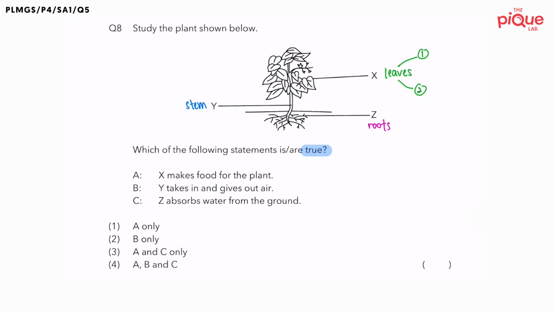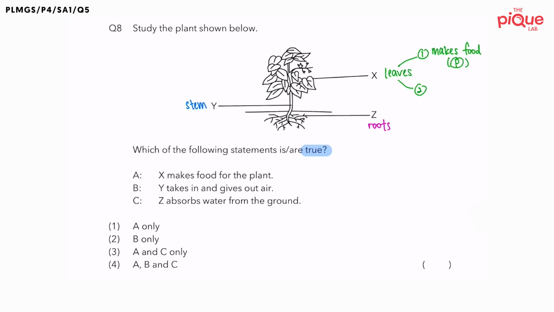The first function is that leaves can make food for the plant. For the leaves to make food, what do the leaves need to trap? They need to trap light. And what is the name of the process that the leaves carry out when there is light? They carry out photosynthesis. How about the second function of the leaves?